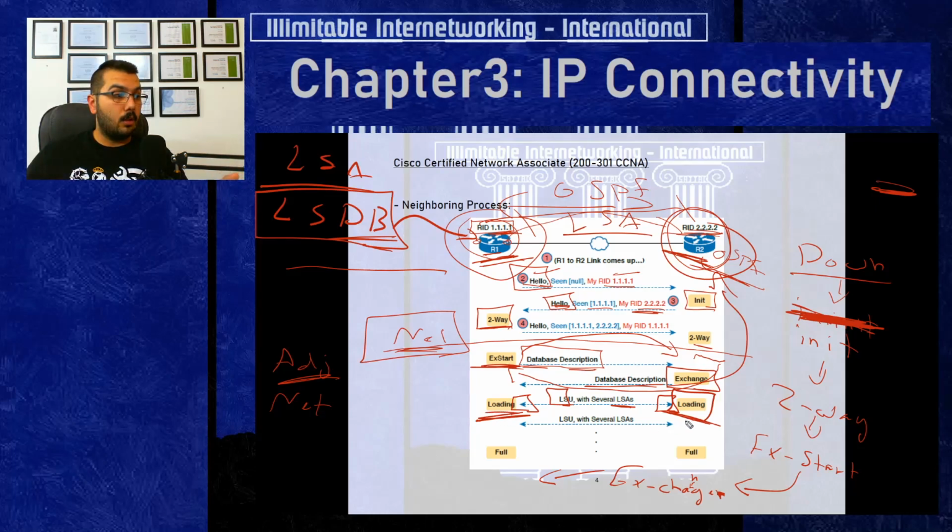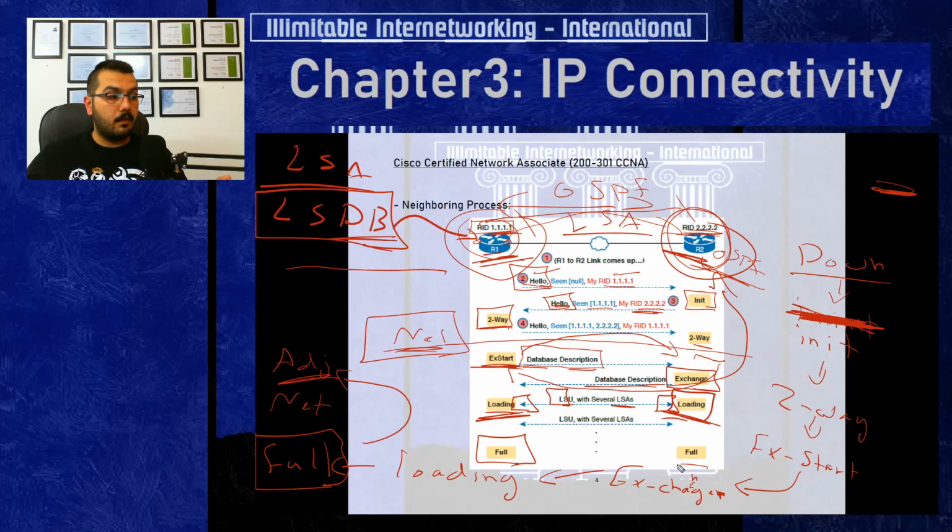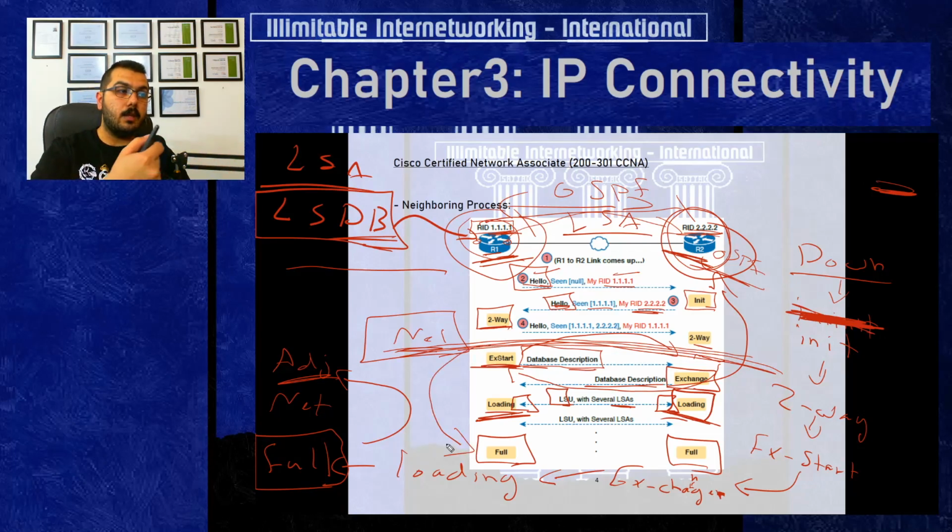After we finish the loading state, which is exchanging the information, we are then full, which is what's called full adjacency between two OSPF routers. Okay, so these are all the states in the formation of adjacency between two OSPF routers. It might stop at two-way or complete at full. We will talk about this in a few minutes in the upcoming slides.